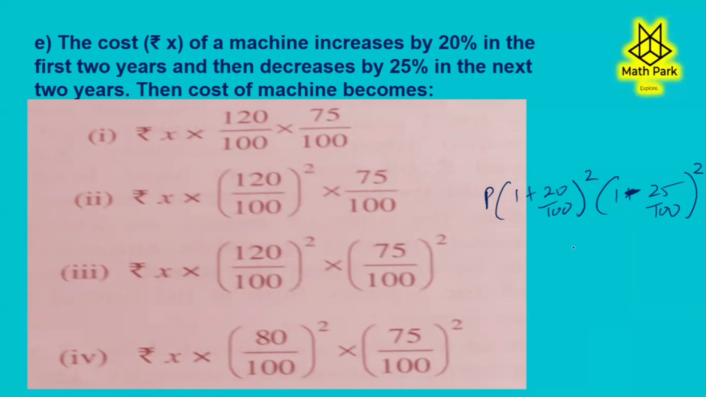When we simplify this, you get 120 by 100 whole squared, and 100 minus 25 is 75, 75 by 100 whole squared. So option 3, and the principal is given to be X. This is the correct one.